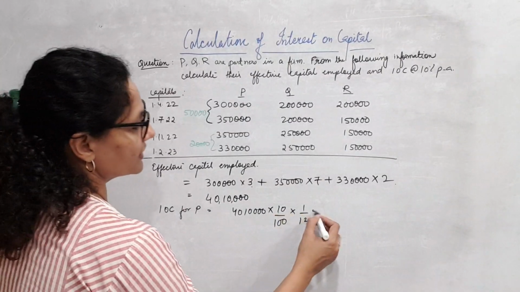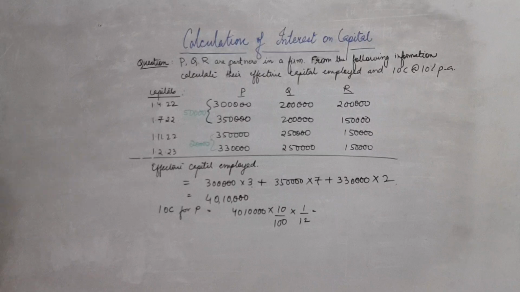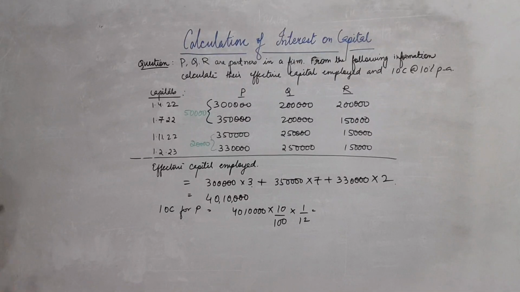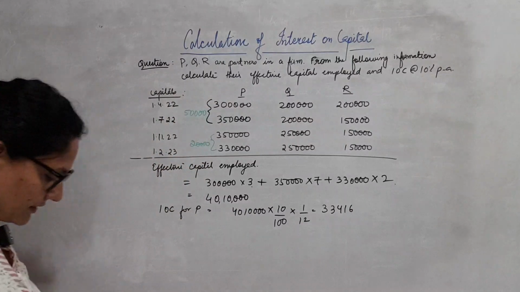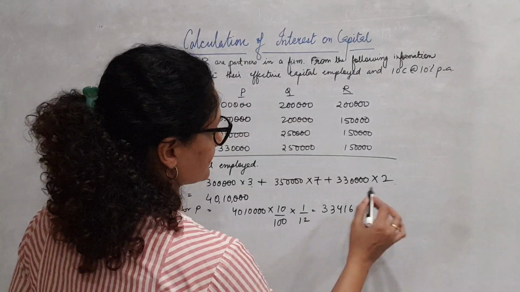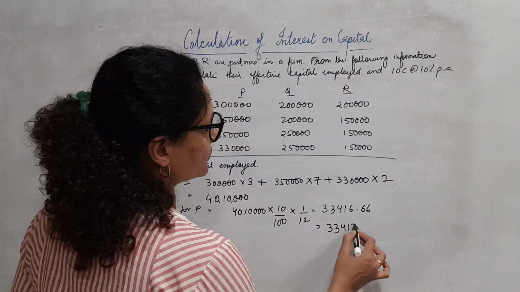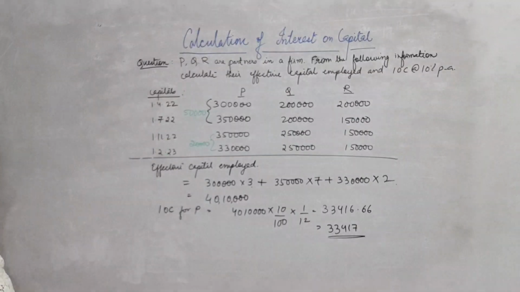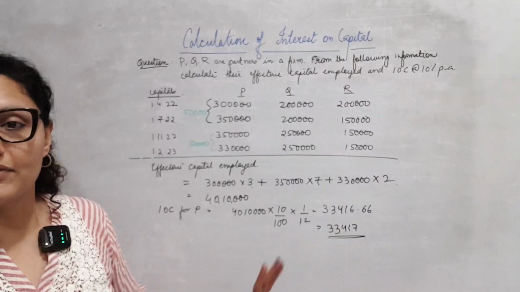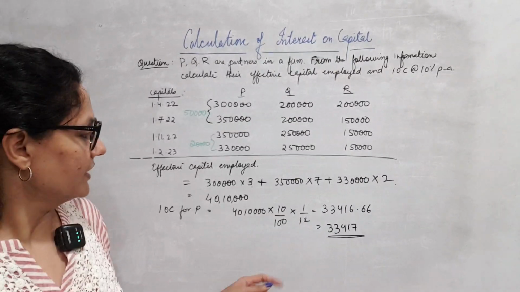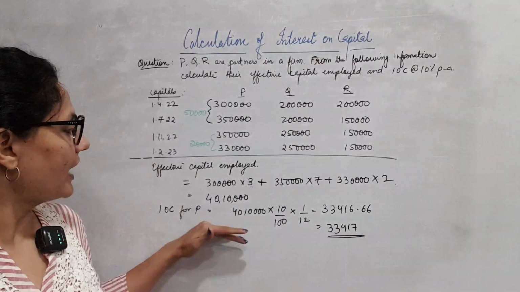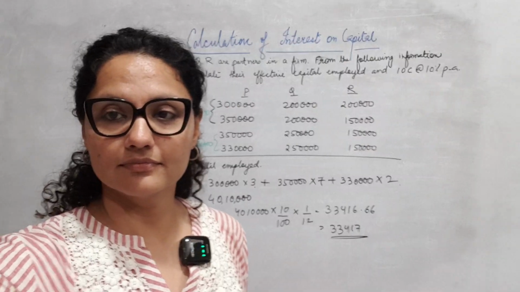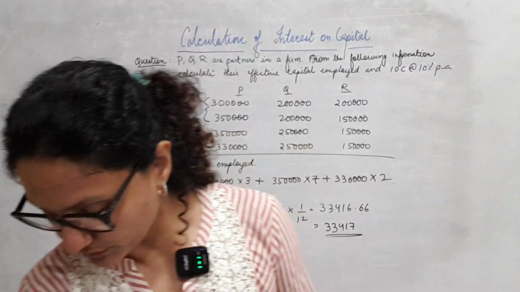So this should give you your interest on capital, which is coming in decimals, 33,416.666. So here we will round it off to the nearest full figure, 33,417. Clear about that? So this is how we calculate number 1, effective capital employed, and number 2, interest on capital. Clear? Now we'll go to Q.